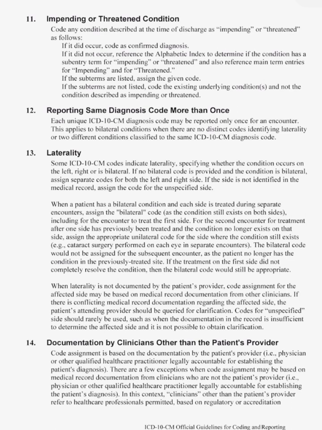11. Impending or threatened condition code. Any condition described at the time of discharge as impending or threatened, as follows. If it did occur, code as confirmed diagnosis. If it did not occur, reference the alphabetic index to determine if the condition has a subentry term for impending or threatened, and also reference main term entries for impending and for threatened. If the subterms are listed, assign the given code. If the subterms are not listed, code the existing underlying conditions and not the condition described as impending or threatened.